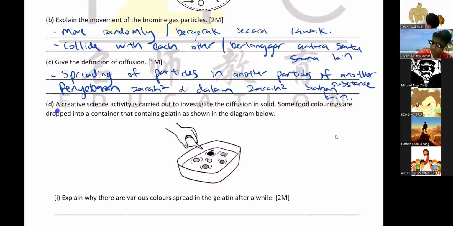Anyway, D. A creative science activity is carried out to investigate the diffusion in solid. So some food colorings are dropped into a container that contains gelatin. Guys, you know what is gelatin?